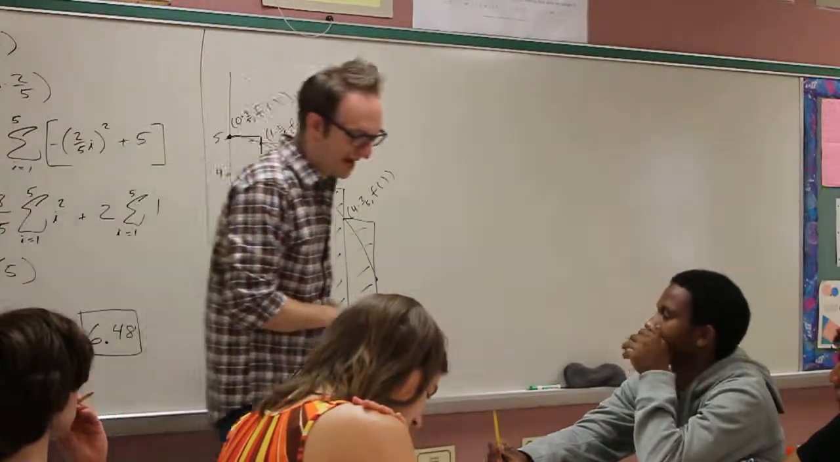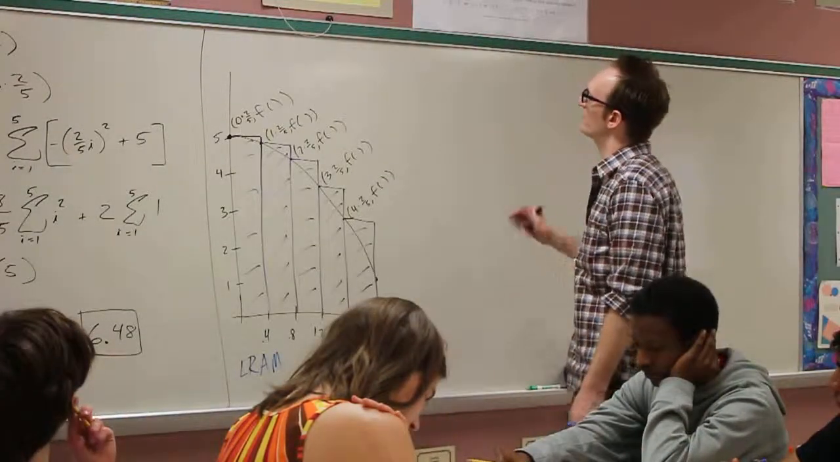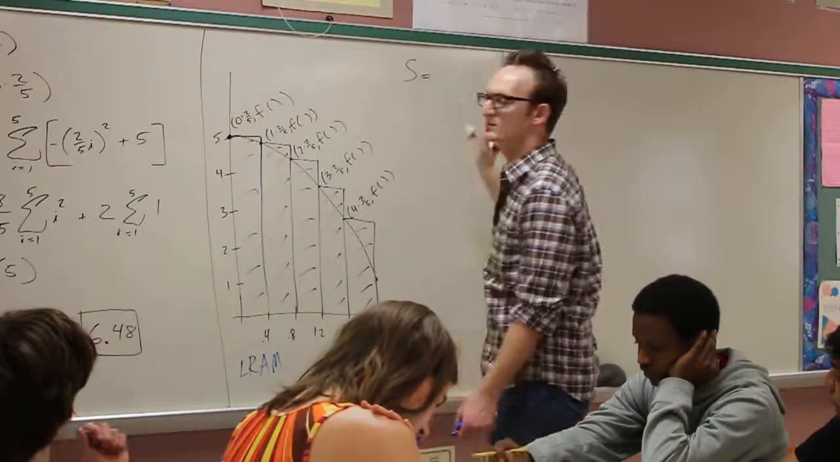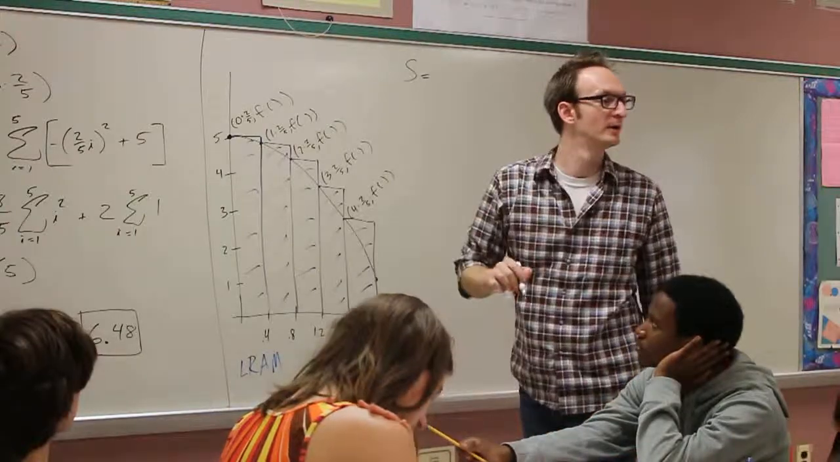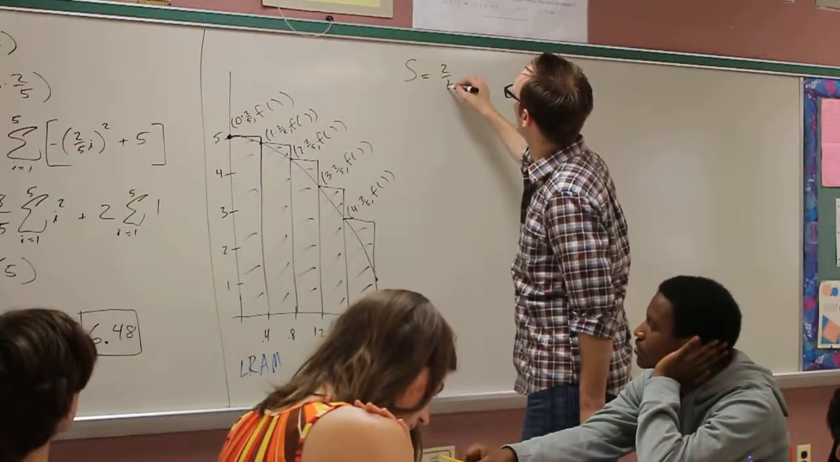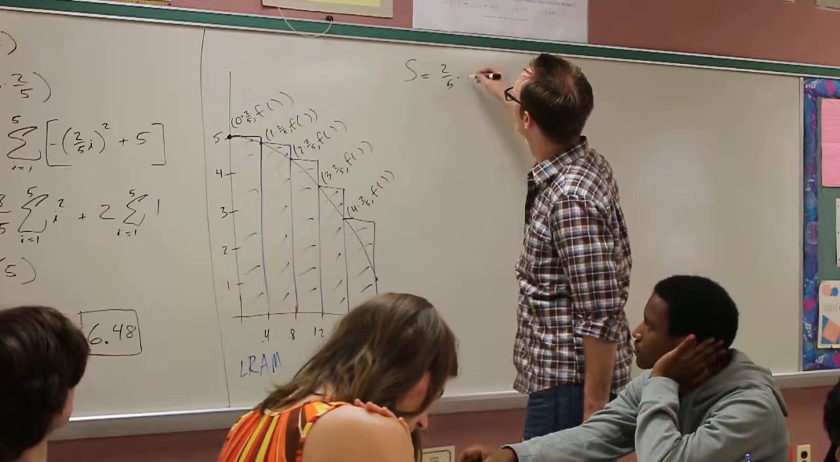So how are we going to write this? I don't know. Can we just do it? What's the sum? Someone just start talking. 2/5 plus 0 times 2/5. Yeah. Plus 2/5, not that, but one of them.